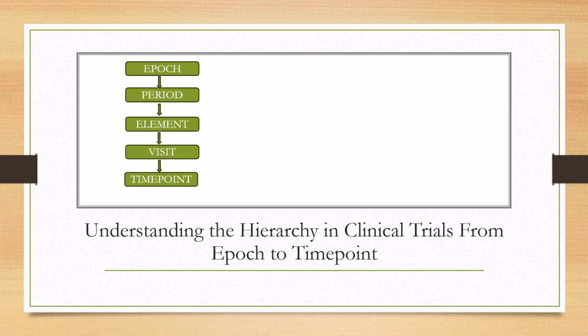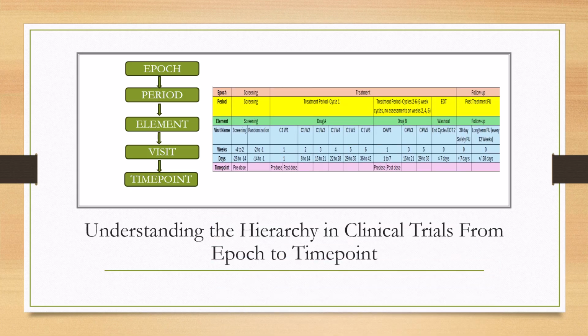Epoch is the large block of study time, that is screening, treatment, or follow-up. The period is the segment within an epoch, often tied to treatments like period 1, 2, 3 in a crossover study. Element is the smallest unit, usually tied to a smaller activity or treatment plan. Visit is the scheduled site visits where procedures or assessments are done. The time points are the exact time points within a visit, like the pre-dose, 1 hour post-dose, and so on. Now let's see how they relate.